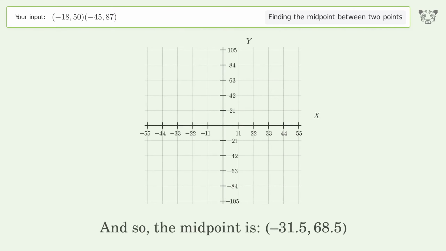And so, the midpoint is negative 31.5, 68.5.